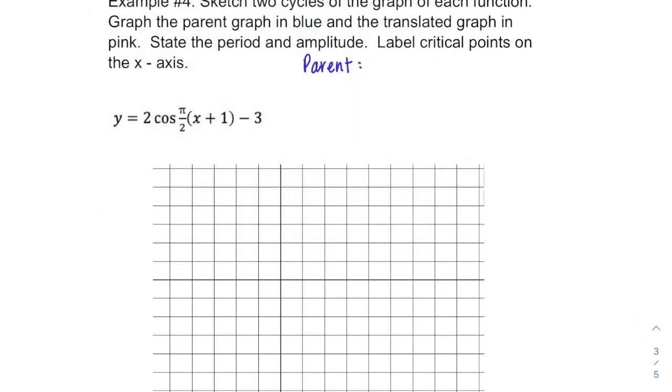Okay, example 4. Now we're actually throwing in some amplitude and period changes here. So it's not just a horizontal translation and a vertical translation. So I'm going to go to my parent graph first. I'm going to eliminate any addition subtraction. So I'm going to keep the 2 and the pi over 2 involved, but I'm going to eliminate the plus 1 and minus 3 at first.